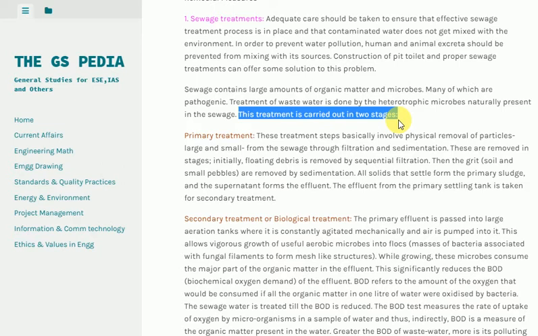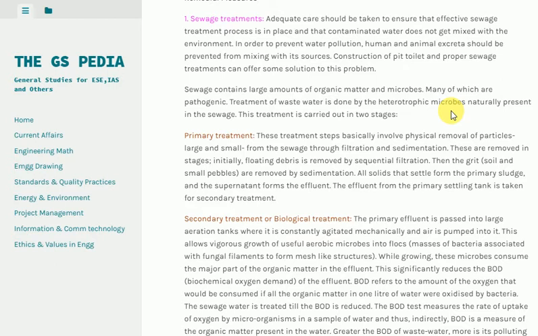Initially, floating debris is removed by sequential filtration. Then the grit, soil and small pebbles are removed by sedimentation. All solids that settle form the primary sludge, and the supernatant forms the effluent. The effluent from the primary settling tank is taken for secondary treatment. Secondary treatment, or biological treatment.